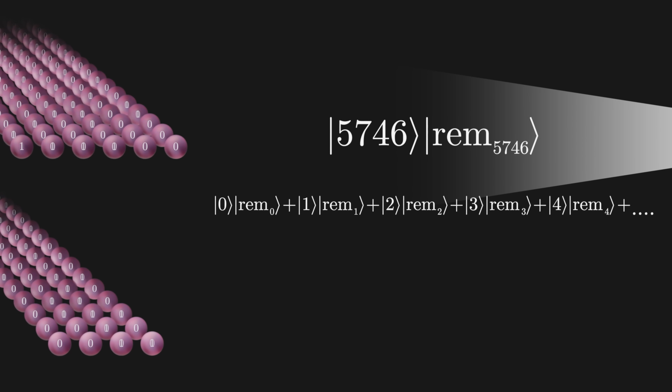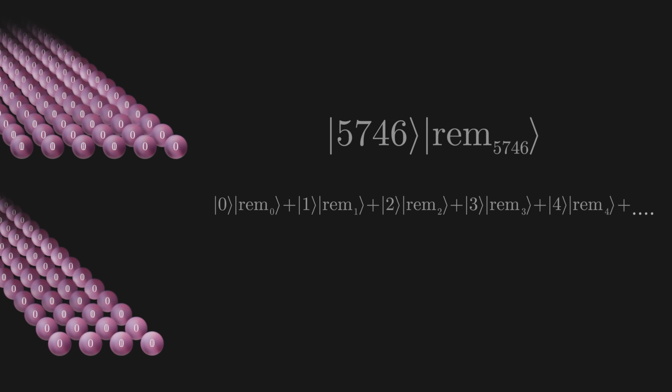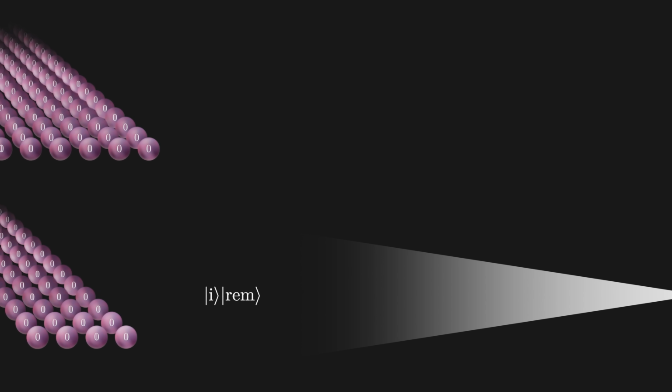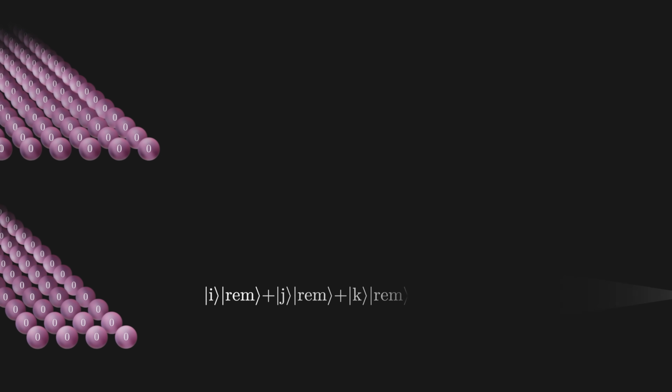But there is a trick we can use. If we don't measure the entire superposition, but only the remainder part, we will obtain some random remainder. But this remainder won't occur just once. It will occur multiple times, every time it comes up in the cycle.